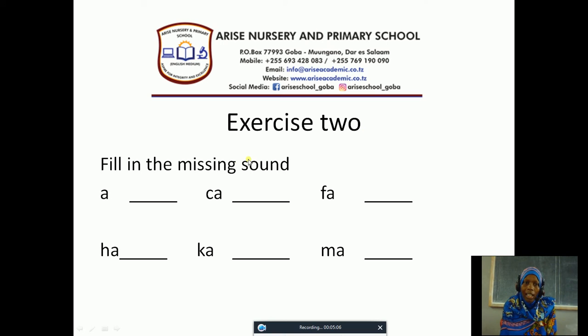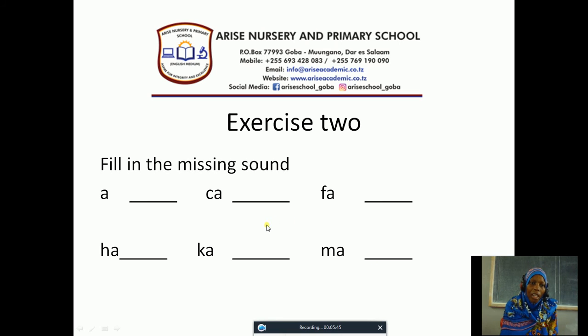Exercise 2 in lesson 2. You are going to fill in the missing sound. You have been given some sounds there. There you have been given a. Now you are going to fill the coming sound after sound a. As we have learned sound a, ba, ka, da in the previous lesson, now you are going to do this exercise by yourself.